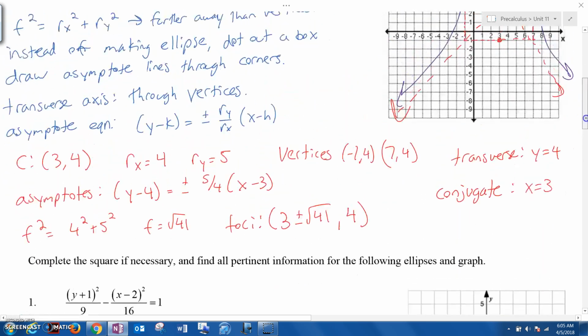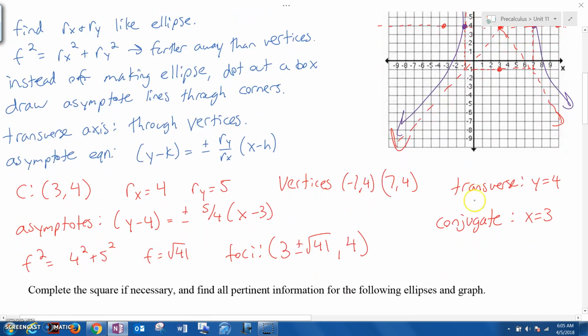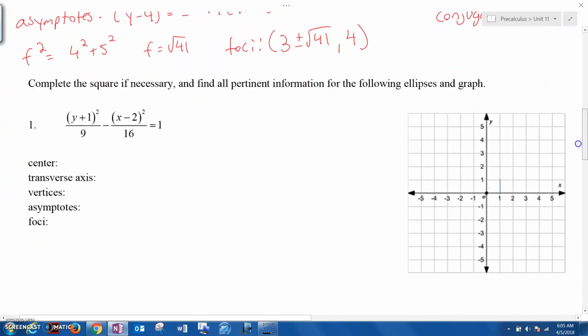Okay, so that is everything for a hyperbola. Again, there was a little bit of new stuff, the asymptote equation and these axes, but getting the vertices is the same. The f equation changed, but then you move over the same way. So those are the similarities. Alright, let's do a couple more real quick.